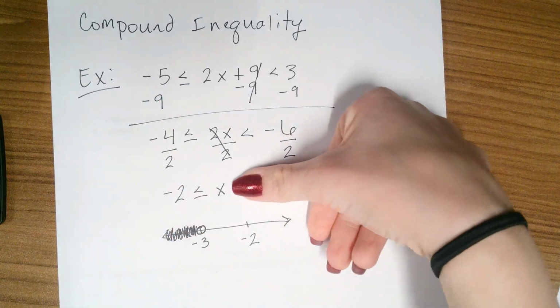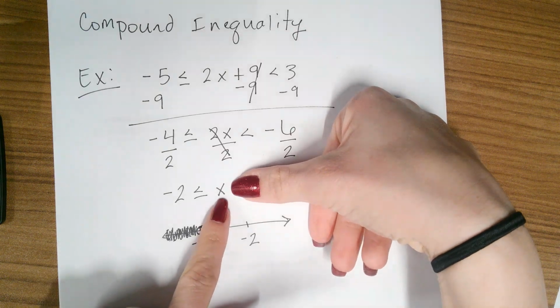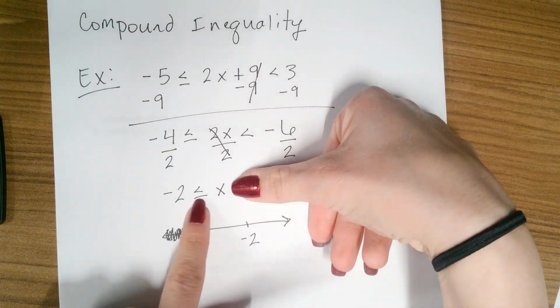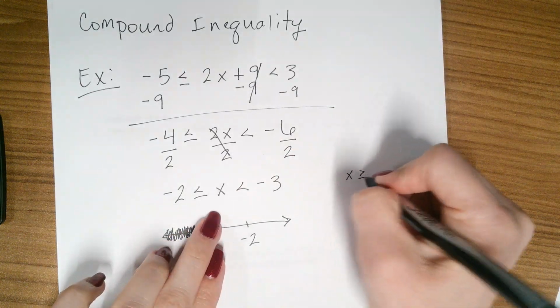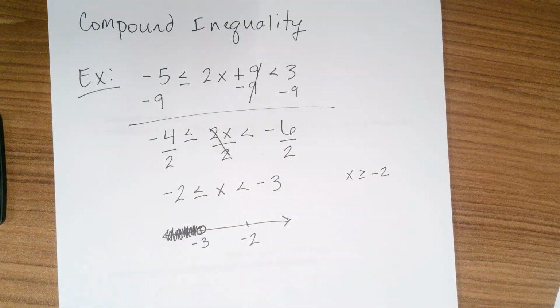And on the other end of this, we kind of have to read it backwards. This says that x is greater than or equal to -2. So I can come off to the side and write that. That says x is greater than or equal to -2. You kind of got to read it backwards.